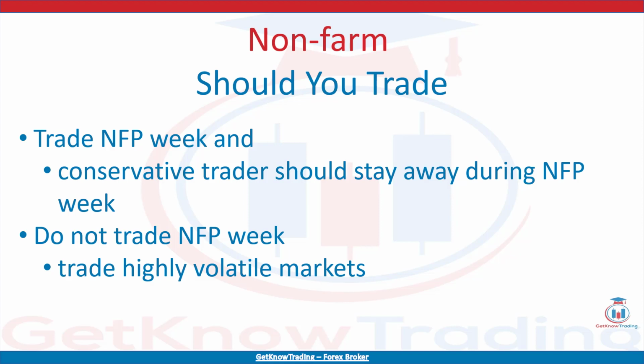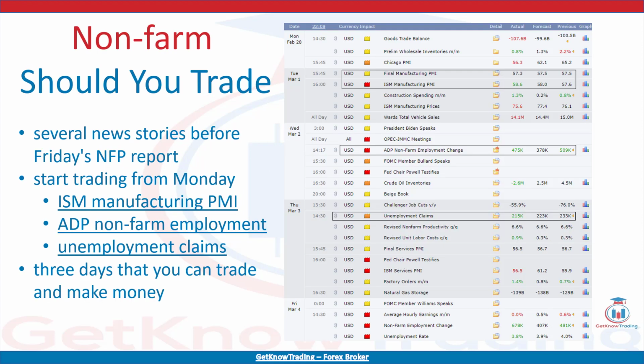NFP week. Check this image. You can see several news stories before Friday's NFP report, and those news are high impact, which also affects the market. So you can start trading from Monday and wait for the news release where the ISM manufacturing PMI is released. Then you have the ADP non-farm employment change with high impact, which moves the market. And on Thursday you have news with unemployment claims, which will affect the market. If the numbers are worse than expected, that will be good for the US currency and the US market. You have 3 days that you can trade and make money based on the news published.